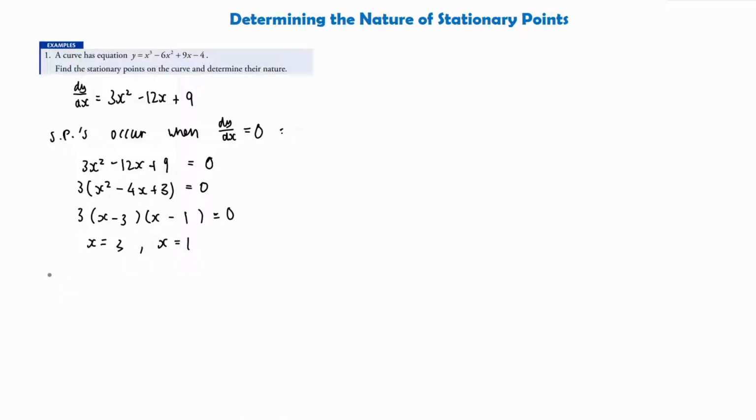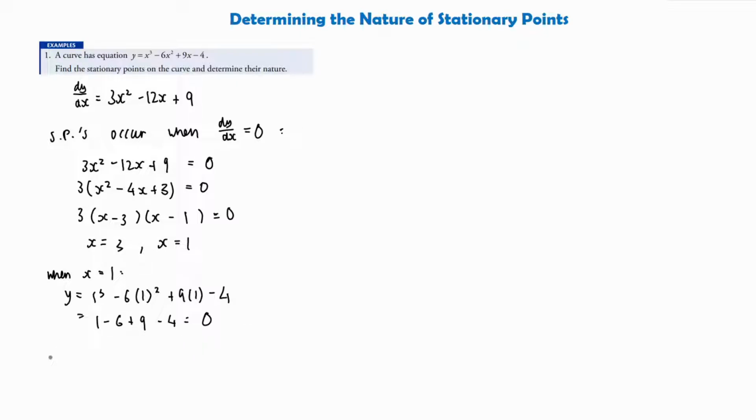So our next step is to work out the y coordinates. When x is equal to 1 first, we substitute it into the curve with the equation y equals x cubed. So we'll get 1 cubed minus 6 times 1 squared plus 9 times 1 minus 4. We can see we're going to get 1 minus 6 plus 9 minus 4, which is simply 0.